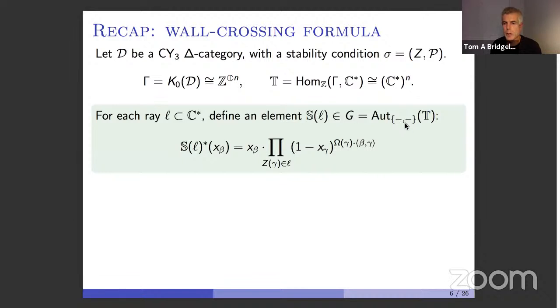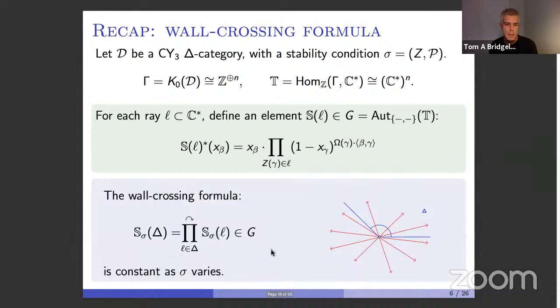element of this group of symplectomorphisms, or Poisson automorphisms, of this torus, by a time-one Hamiltonian flow of the DT generating function on that ray, and we rewrote it in this form. And then we had this wall-crossing formula, which, as I said, looked like some iso-Stokes condition.